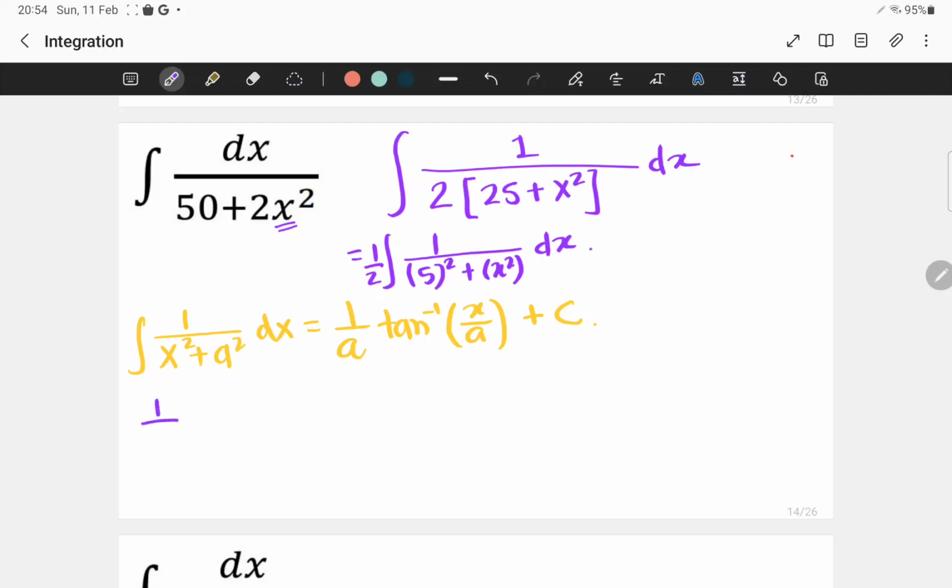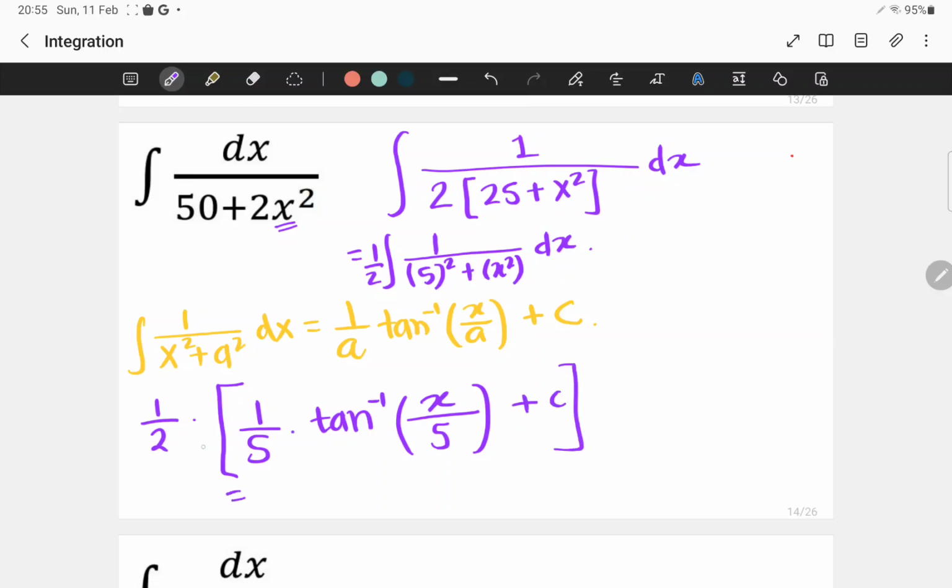So the integration will become half, 1 over a. So here a is 5, tan inverse of x, which is just linear x, divided by 5, plus constant c. So 1 over 10, and constant into half constant will give a constant. So we can just say new constant c.